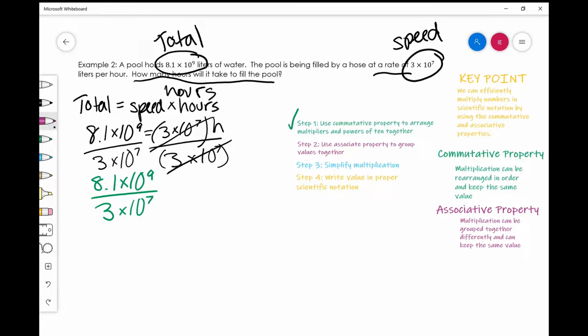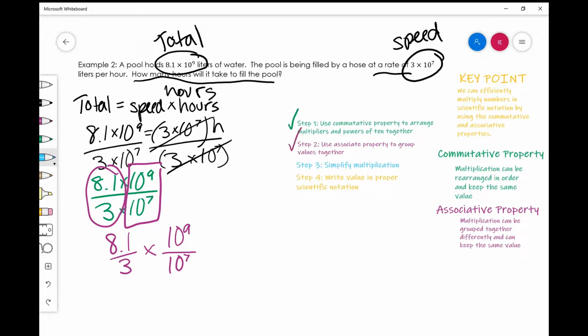Let's look at our second step, which is to use the associative property to group my values together. I need to group my multipliers and my powers of 10 together. So I can rewrite that as separate multiplication of 8.1 over 3 times 10 to the 9th over 10 to the 7th. Again, associative property is grouping them together, so I group them as two separate fractions that are being multiplied together.